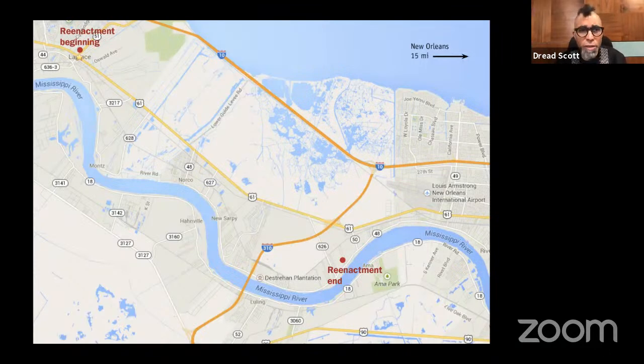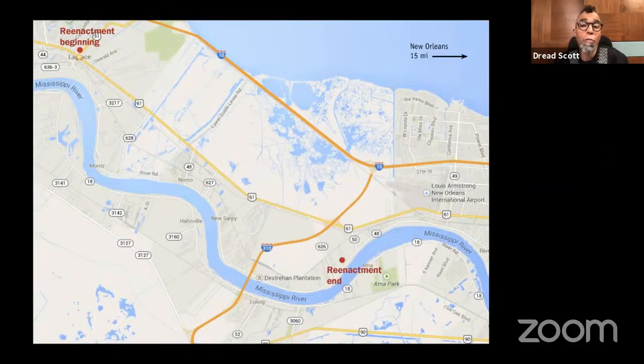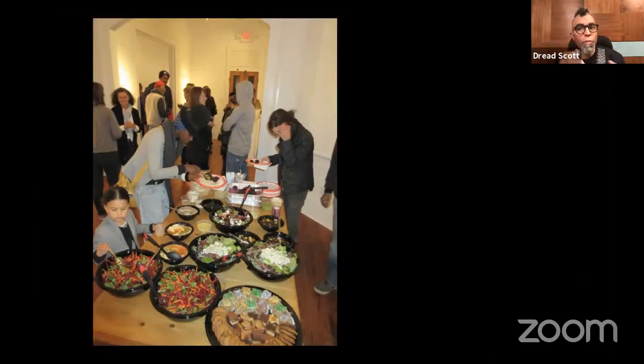So this is a map that shows the general area that the reenactment took place in. We started about 35 miles upriver from the heart of New Orleans, the city itself, in the exurbs and suburbs. We started in a town called Laplace, and we marched along River Road, which meandered along the Mississippi River, down to a town called Kenner, which is the town where the airport is. So if you are from New Orleans or happen to travel there, that's the route that we marched for part of it. But this was a community engaged project.